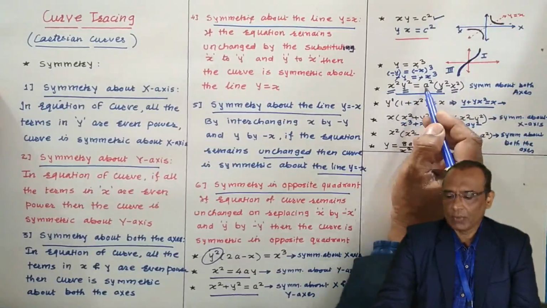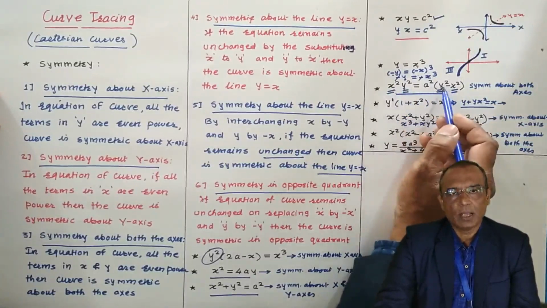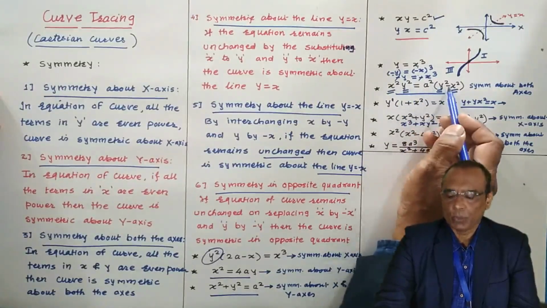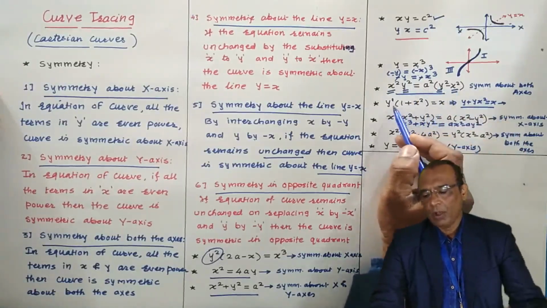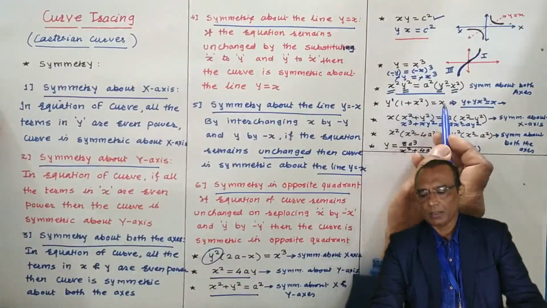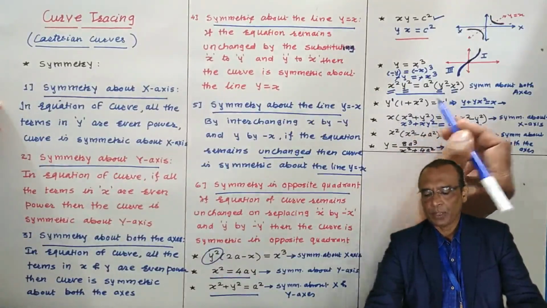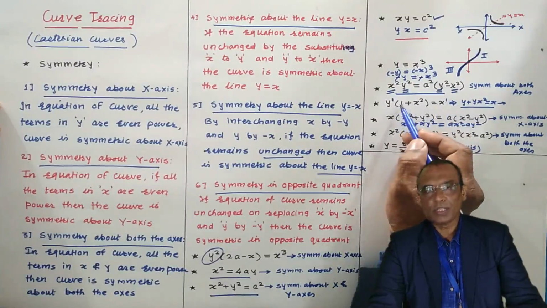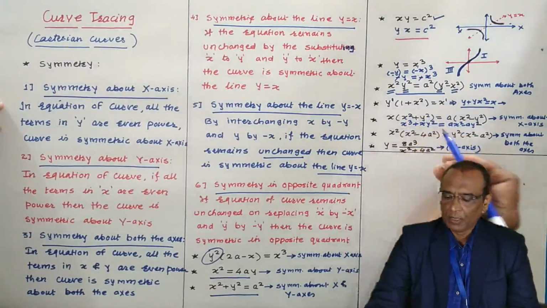Next curve, a square y square minus x square. Here all the terms in x and all the terms in y are even power, therefore it is symmetric about both the axes. Here in this equation, all the terms in x are not even power. See, the power of x is 1, this term is not an even power term in x. All the terms in y are not even power, therefore it is neither symmetric to x-axis nor symmetric to y-axis.